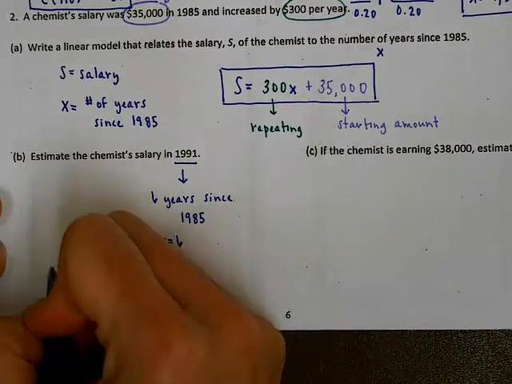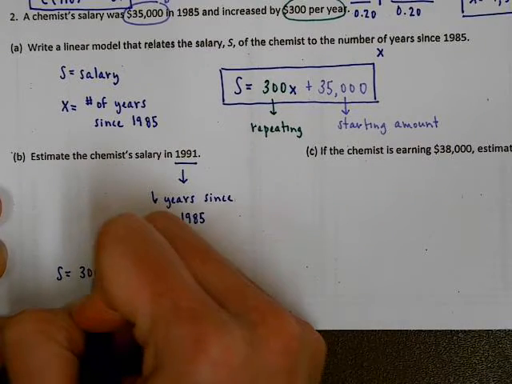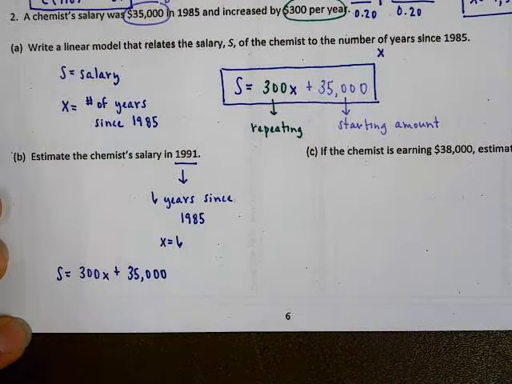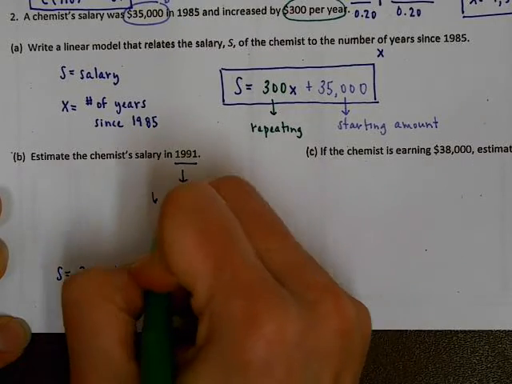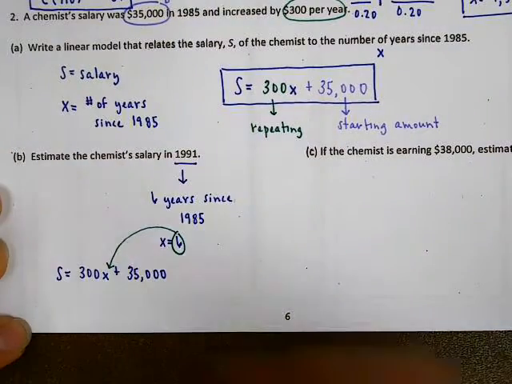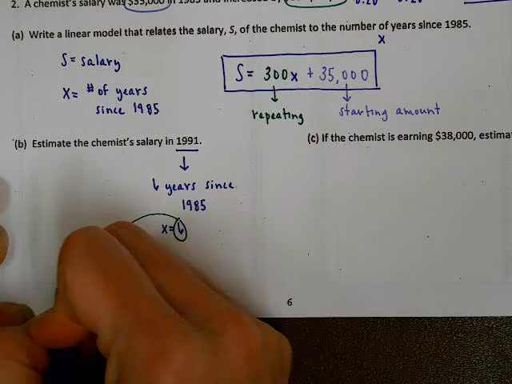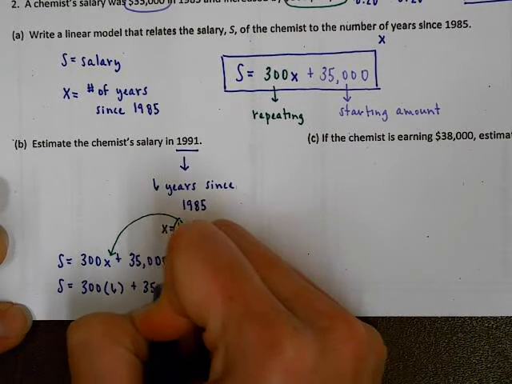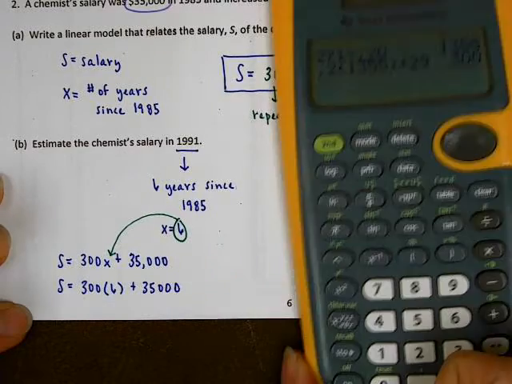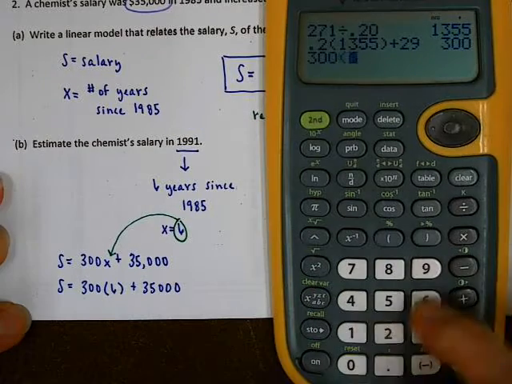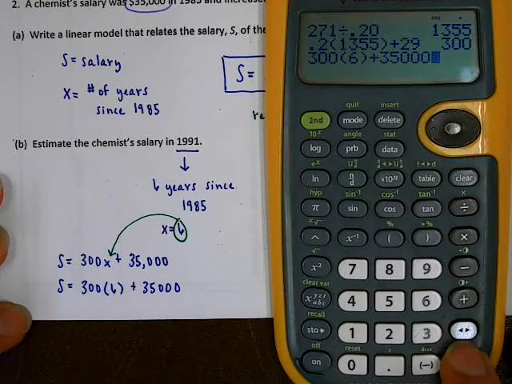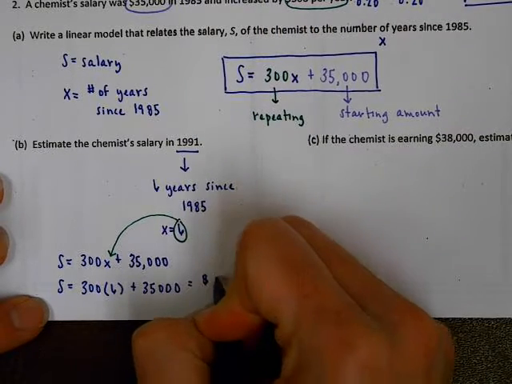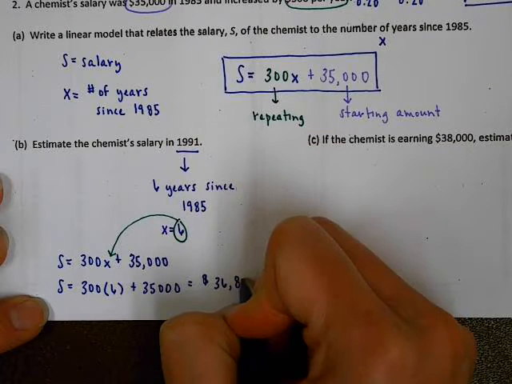So we're going to use our model, S equals 300X plus 35,000. Oops, I need one more zero. And we're going to plug in this 6 for our X value. So now I know that my salary is going to be 300 times 6 plus 35,000. And again, I'm going to go back to my calculator. Just let this do the work for me. So 300 times 6 plus 35,000. And I'm going to get 36,800. And we're talking about dollars, so I'm going to make sure to include those appropriate units in my problem.